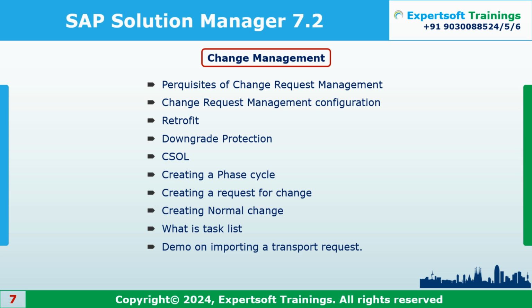So this will be end to end. We have two cycles: one is the phase cycle, the second is the continual cycle. We have the request for change, which is RFC for short, and we have CDs. CD is nothing but the change document, like normal change, urgent change, standard change, administrative change, general change. So these are the types of changes we have.